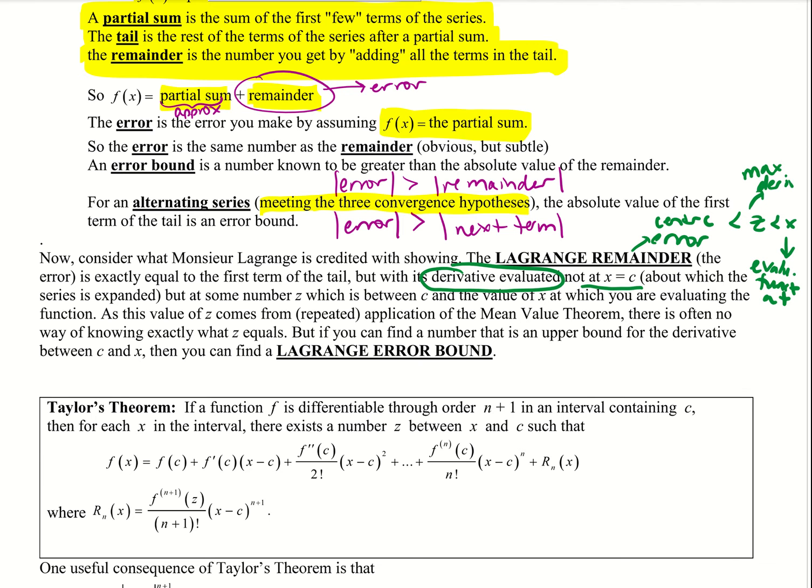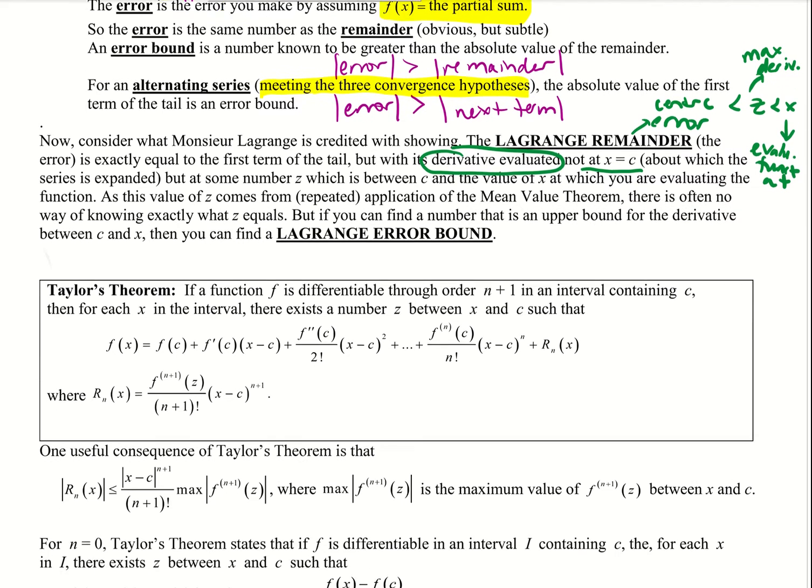Now, calculating exactly where z is is not something that we're going to have enough information to do in the type of problems we're looking at, but we're going to have a way of knowing what that max derivative would be. So they're going to tell us some information somewhere in the problem in a variety of different ways to know what that max derivative is. So this would help us see the Lagrange error bound.